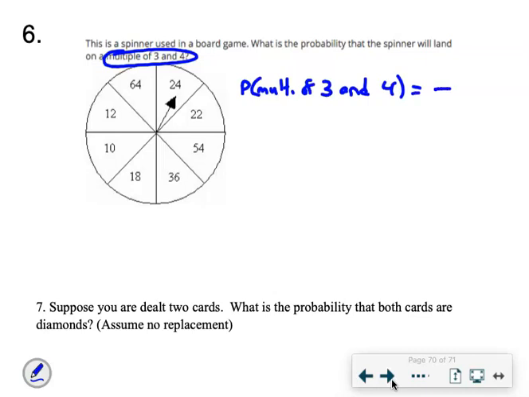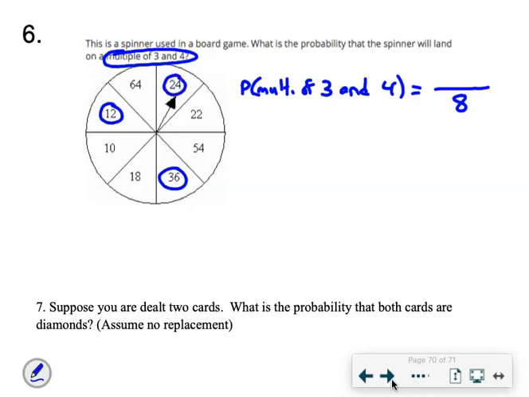Okay. Well, it's how many spaces there are, which is 8. On the top, we're going to look at how many are multiples of 3 and 4. So some of them are multiples of 3 in here, some of them are multiples of 4, some of them are both, some of them are neither. This number right here is a multiple of 3 and 4. Okay? 3 goes into 12 and 4 goes into 12. Same with 36. 36 divided by 4 is 9. 36 divided by 3 is 12. Okay, so those two both work.